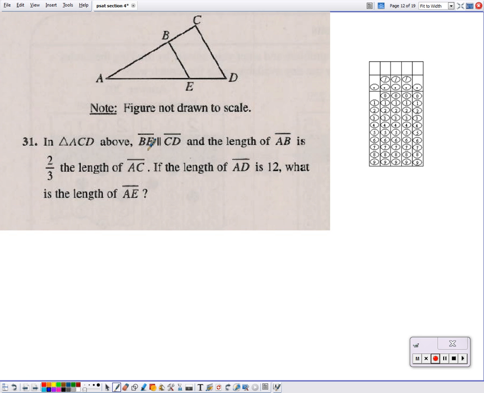Okay. In triangle ACD above, BE is parallel to CD, and the length of AB is 2/3 the length of AC. If the length of AD is 12, what is the length of AC? Well, it says that AB is 2/3 the length of AC, so we know that AB is 2/3 AC. We know the length of AD. Where's AD? Here. AD is 12.